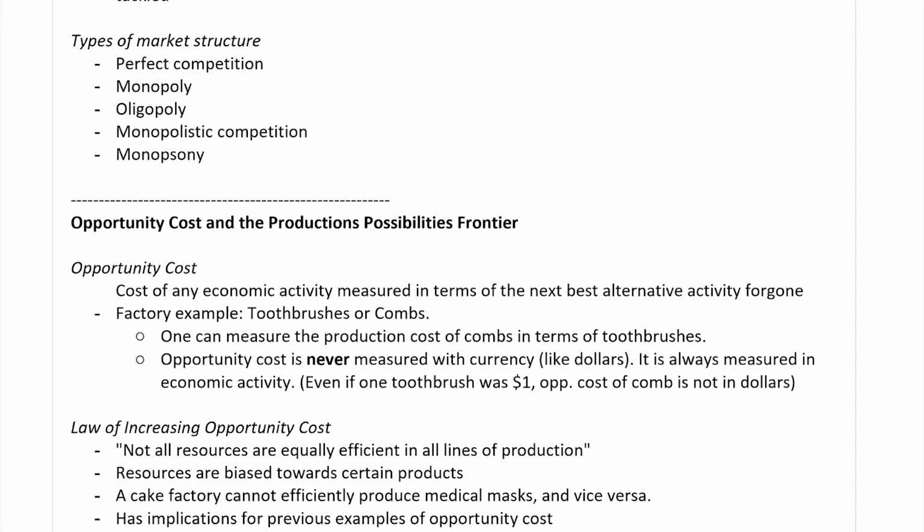A monopoly is where there is only one producer of a good, and that product has no close substitutes. The producer determines the price of the good, and there are high barriers to entry, so it is not easy for another firm to enter the market.